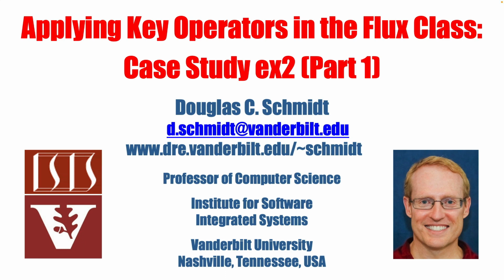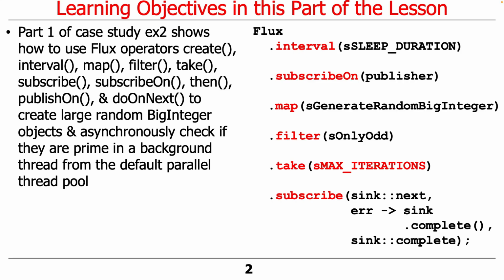So now that we've talked about all these different operators, like concurrency operators, scheduler operators, suppressing operators, action operators, and so on and so forth, let's show how to apply them in the context of the next round of case studies, which is a two-parter. Part one for case study ex2 is going to show how to use all the things we just talked about, plus some other things we've talked about before, to create large random big integer objects and asynchronously check if they're prime in a background thread from the default parallel thread pool.